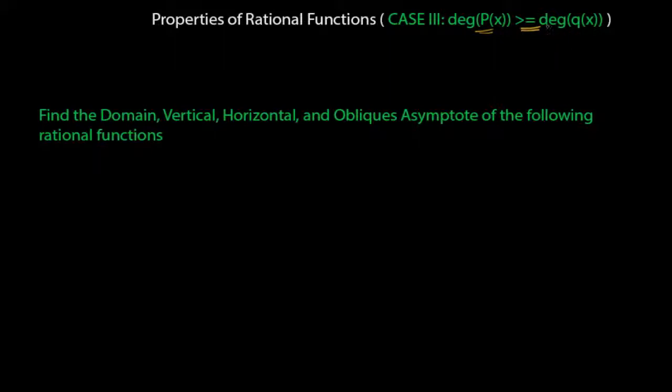than the degree of the denominator. So that is, if you have a rational function, say g of x equals p of x divided by q of x, when the degree of the numerator is greater than the degree of the denominator, we want to consider how to find the properties of this kind of rational function.